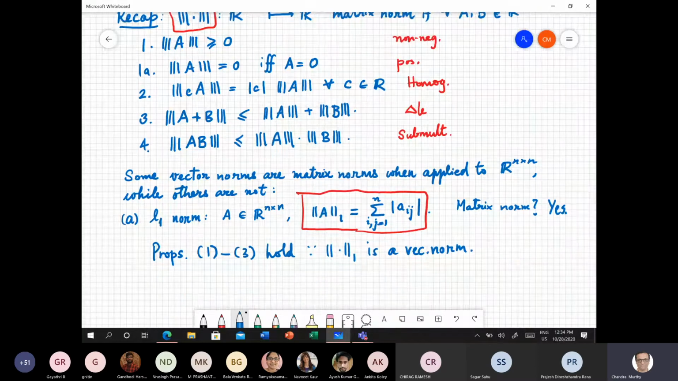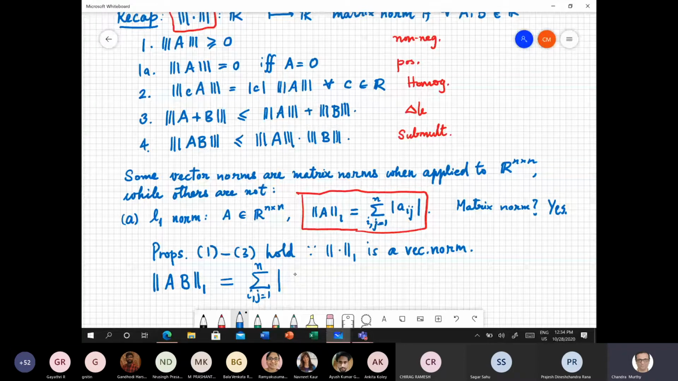So now about submultiplicativity. What I need to show is that if I take any two matrices and I find the L1 norm of AB, this is going to be less than or equal to the L1 norm of A times the L1 norm of B. Now this quantity, the L1 norm of AB, is the sum of the magnitude of the entries of AB, which is equal to sigma i, j equal to 1 to n. So this is the sum over all the entries of this product matrix. But each entry in the product is the inner product between a row and a column of A and B respectively. So I'll write that like this.